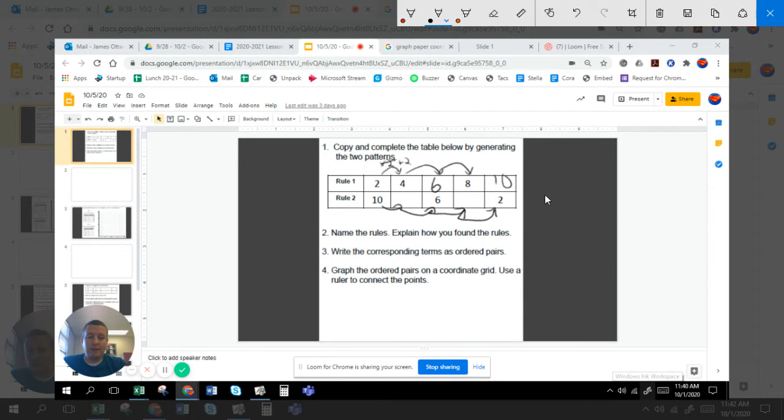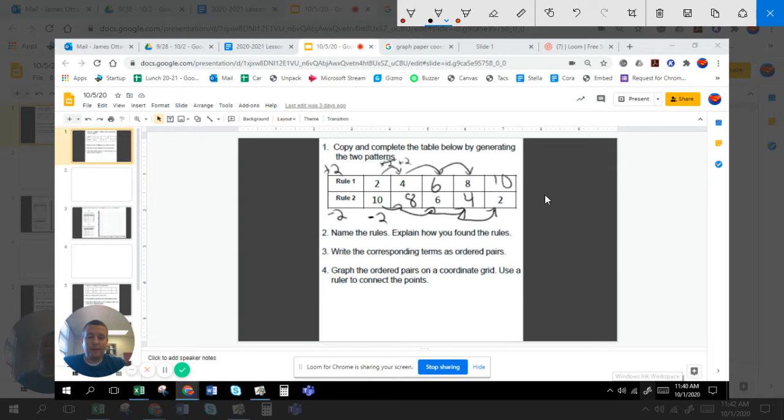So if I went down instead, because this is going to be subtraction, and I went by 2, it would be 10 minus 2 is 8. 8 minus 2 is 6. That's good. 6 minus 2 is 4. 4 minus 2 is 2. And there we go. So my rule for this one would have been minus 2. And the rule for the top one was plus 2.